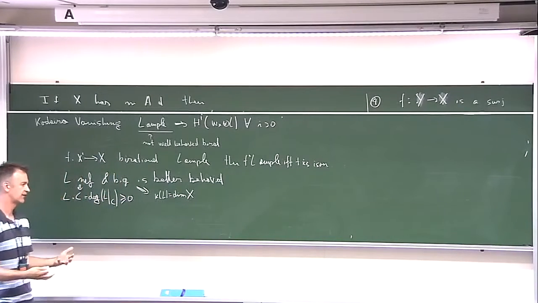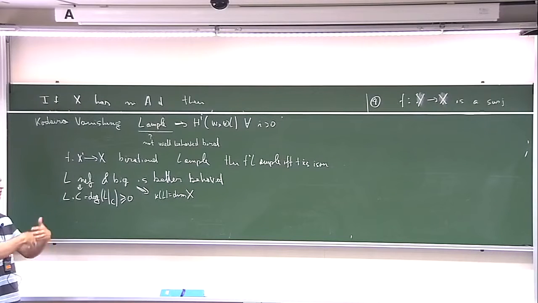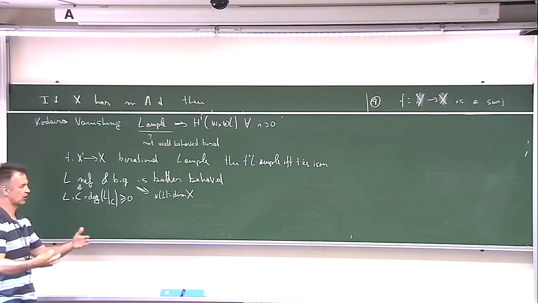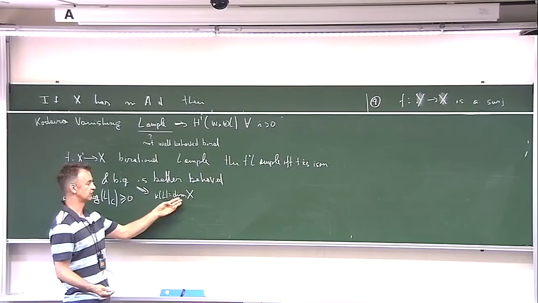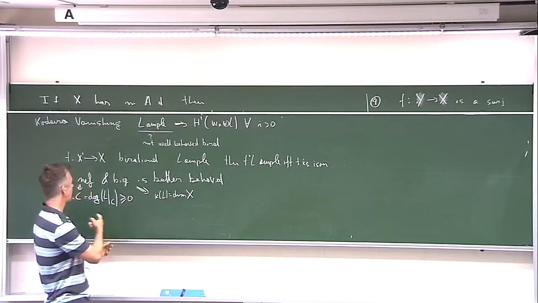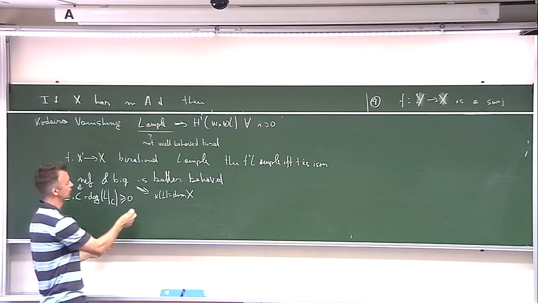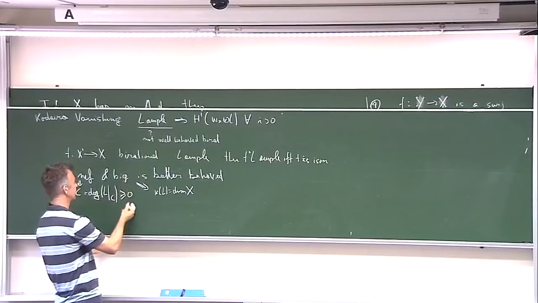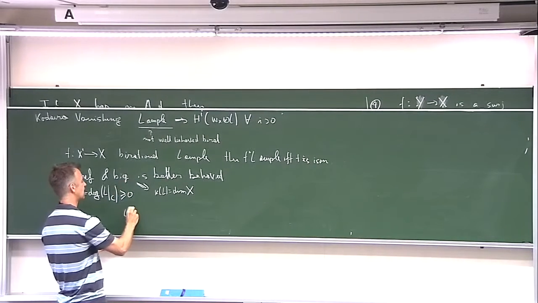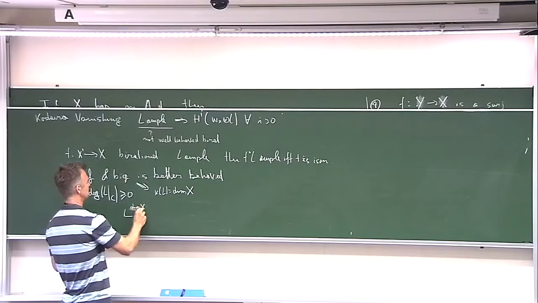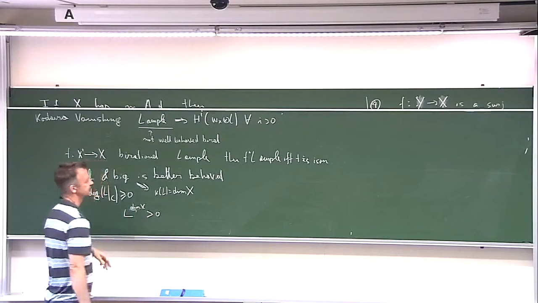So one way of thinking of it is that the number of sections of multiples of L behaves like a polynomial of degree equal to the dimension of X. But for nef line bundles, being nef and big is the same as requiring that the top self-intersection, so let's call that dimension of X, of L is strictly positive.